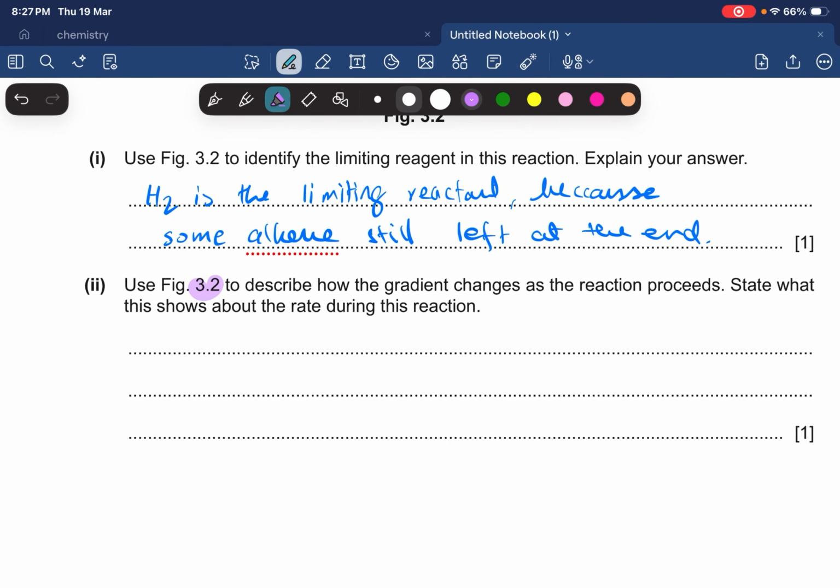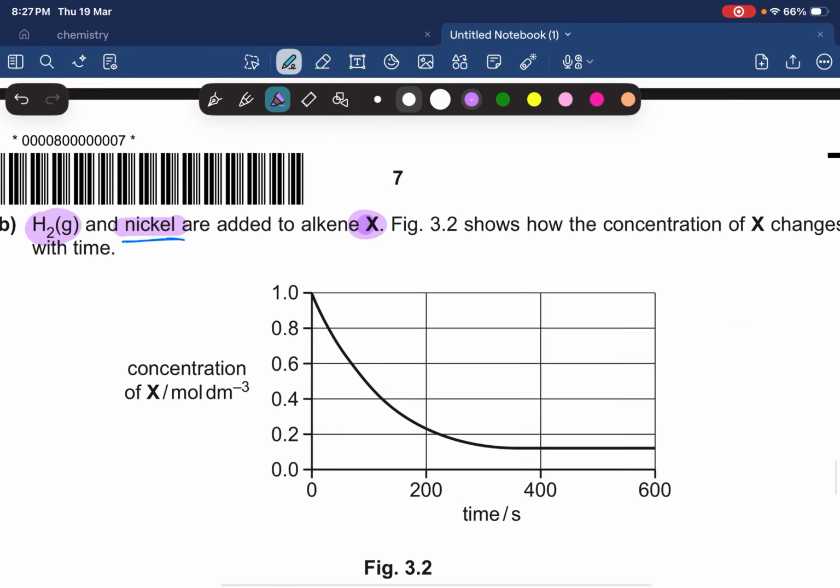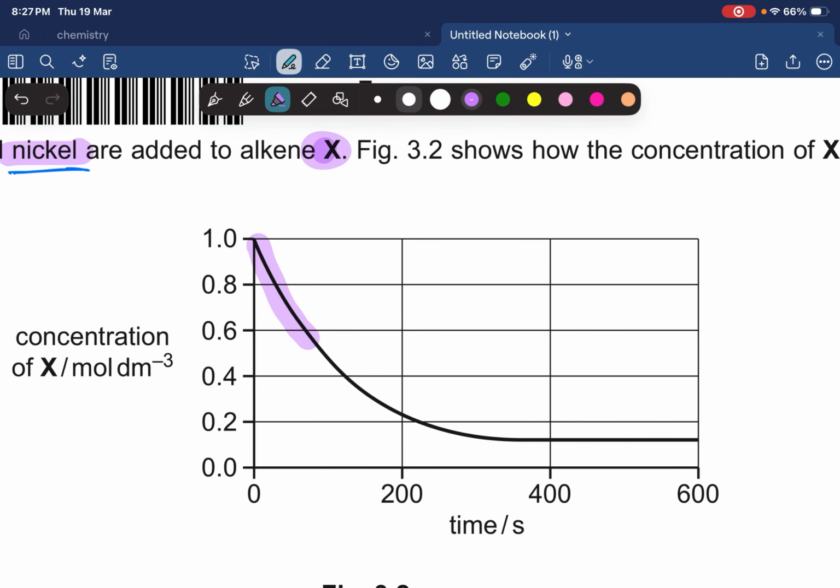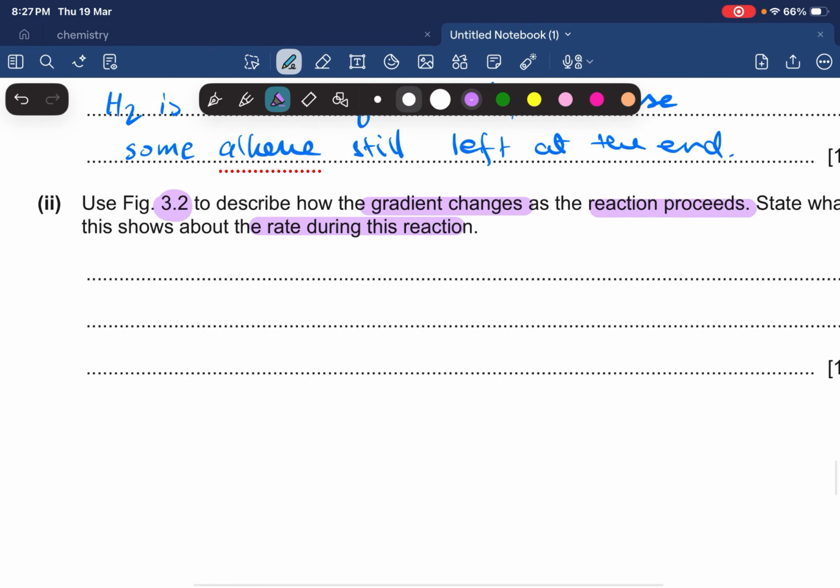Use figure 3.2 to describe how the gradient changes as the reaction proceeds. State what this shows about the rate during the reaction. So the gradient is decreasing. You can see first it's more steep, then it becomes less steep, and then less steep, and then it becomes 0. So gradient decreases, and if the gradient decreases, we know the rate decreases.